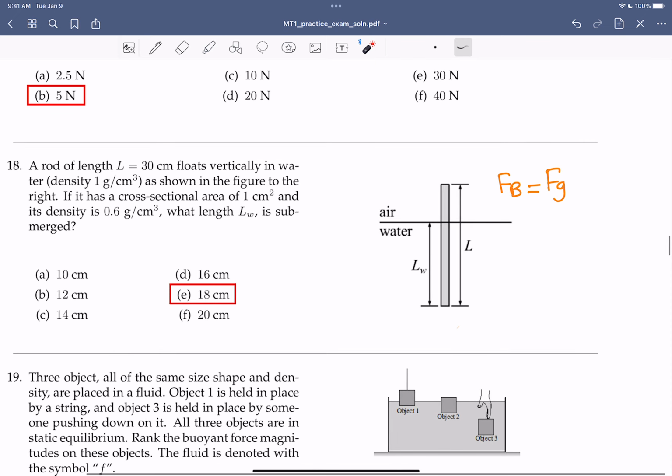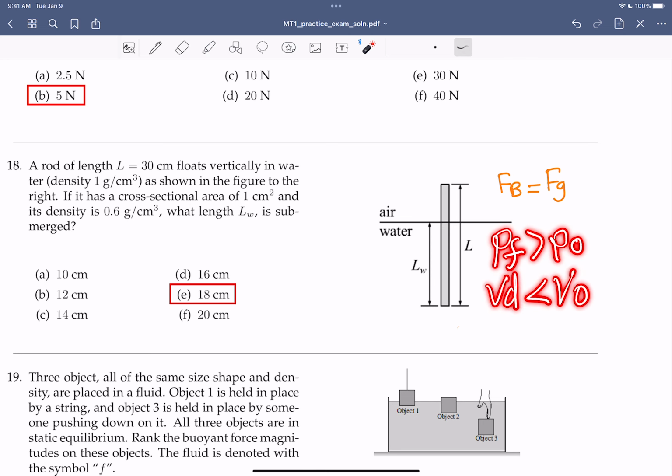Anyway, hopefully you can see that your force of buoyancy should be equal to your force of gravity because the thing is floating basically, right? It's not sinking. And so in this case, since your force of buoyancy is equal to force of gravity, your density of the fluid is greater than density of the object. Volume of the object should be greater than the volume displaced.